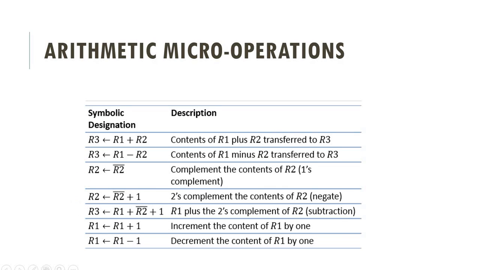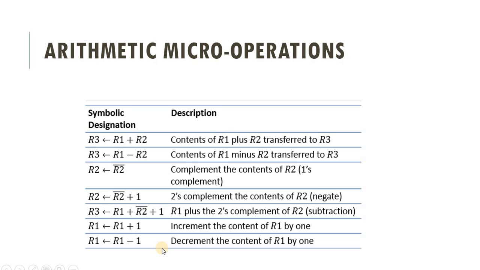These are the details of each operation. R1 plus R2 means the content of R1 plus R2 is transferred into R3. Same for minus, where we have R2 and R2 bar. R2 bar means the complement of the content, and here the complement means one's complement. Suppose some number is positive and you want to negate that number. For that, R2 bar plus 1 means the 2's complement of the content. Then subtraction, as I said, R1 minus R2 is written as R1 plus R2 bar plus 1, increment means plus 1, and decrement means minus 1.